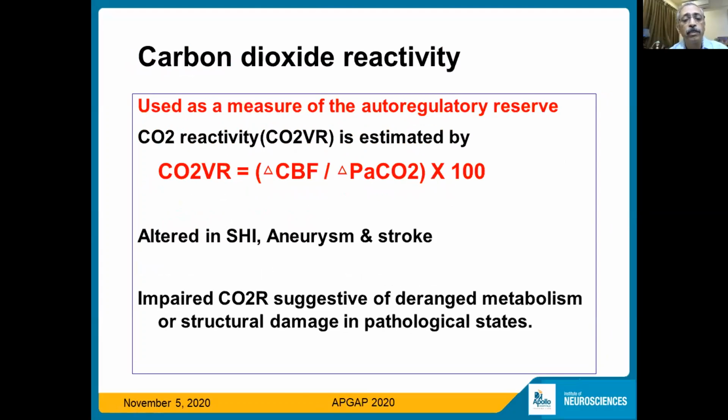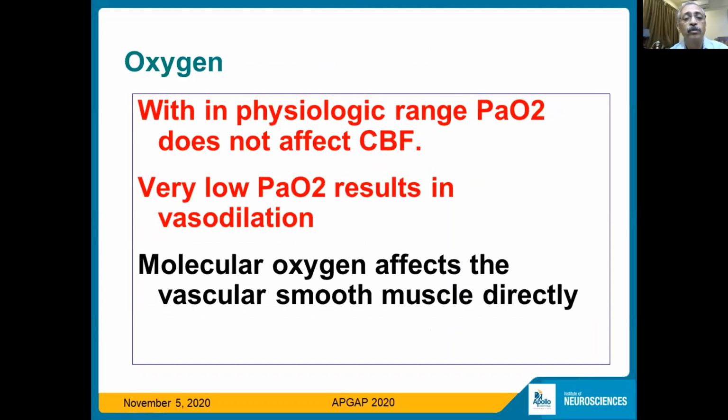As I mentioned, if the CO2 response is deranged, the patient has a very poor prognosis because that is one of the most robust responses and is the last to be affected. Oxygen has very minimal effect on the cerebral blood flow mechanism. However, when there are low PO2 values, this causes vasodilation, basically because of acidosis and various factors involved, increasing the flow.